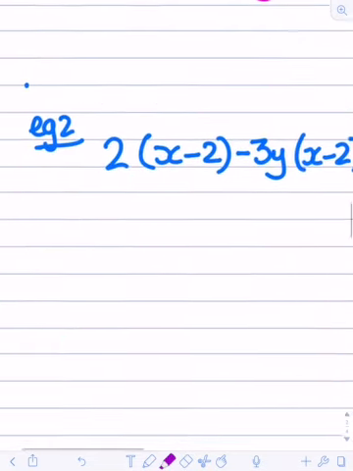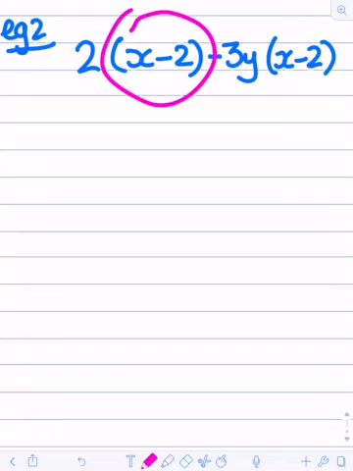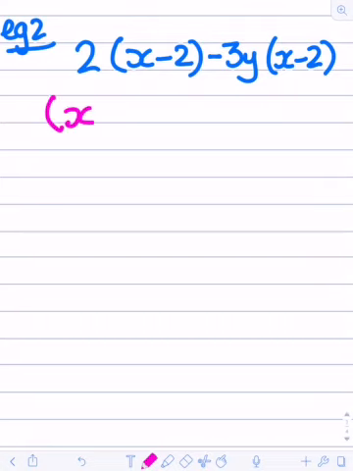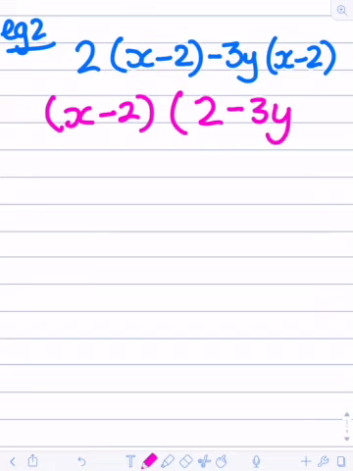Let's do another example. Here, they're already in brackets, but are the brackets the same? Yes, 2 minus x, x minus 2, x minus 2. They're the same. So I can write them once as a highest common factor outside, and then I use the other two numbers, 2 and minus 3, and put them in the second bracket. Let's do one final example.